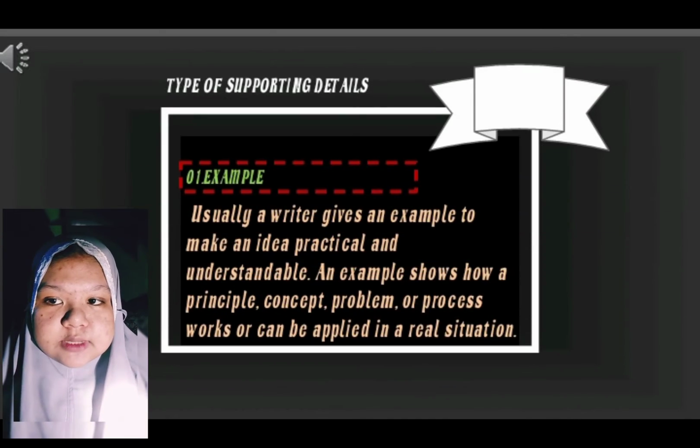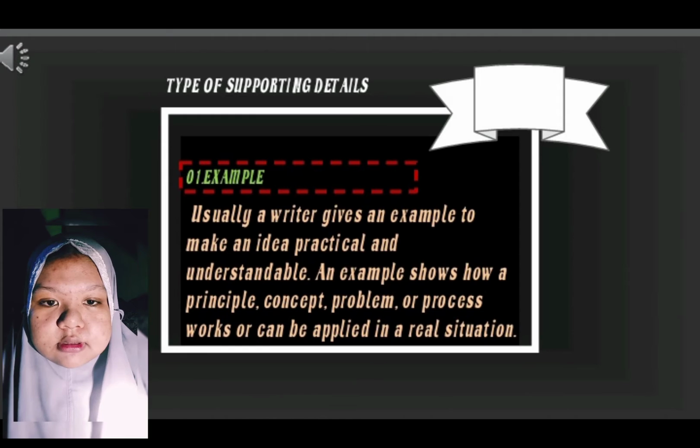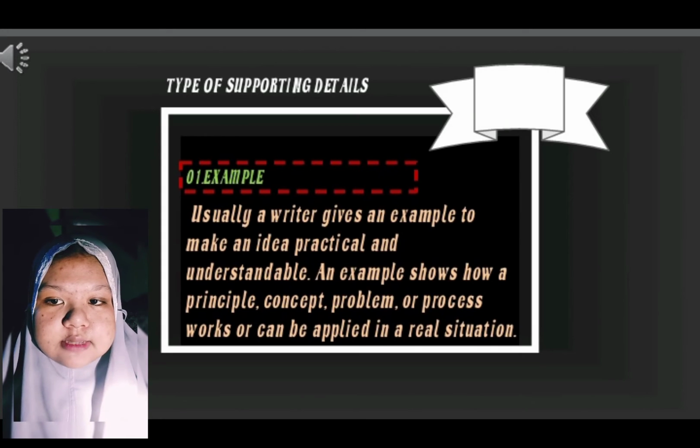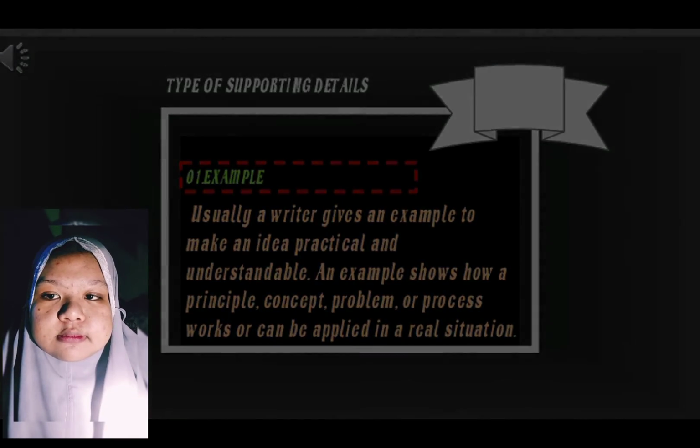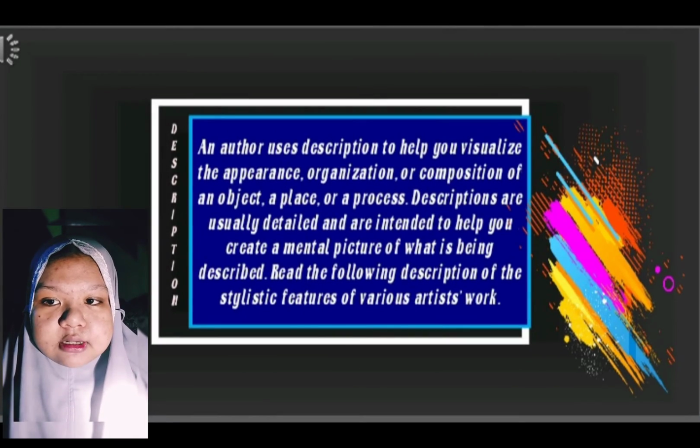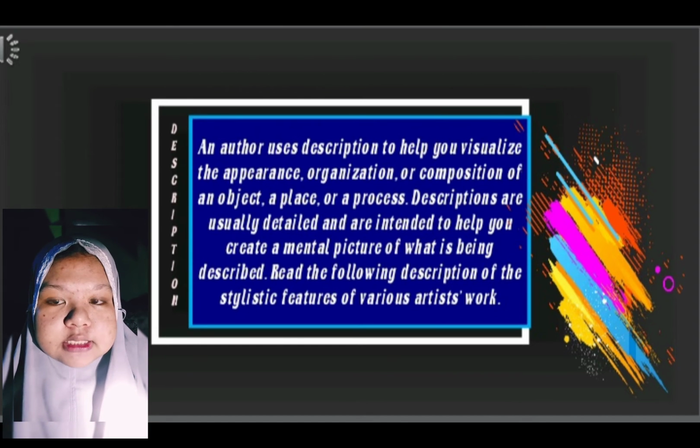And next, I will explain about the types of supporting detail. The first is example. Usually, a writer gives an example to make an idea practical and understandable. An example shows how a principal concept, problem, or process works or can be applied in a real situation. The second type is description. An author uses description to help you visualize the appearance, organization, or composition of an object, a place, or a process. Descriptions are usually detailed and are intended to help you create a mental picture of what is being described.